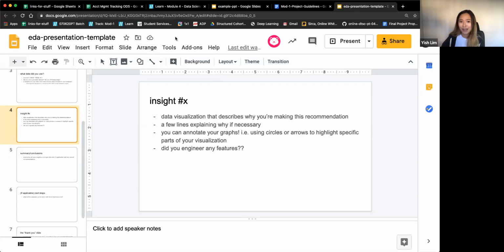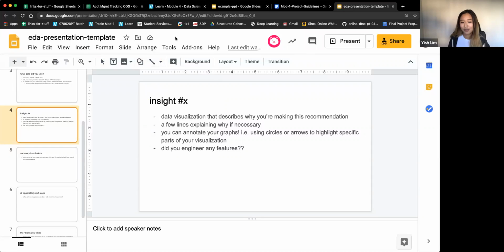You can totally do that just to make things a little more clear, because this presentation is technically only 5 to 8 minutes long. So you are kind of speeding through it. And so you want to make things as clear and eye-catching as possible, which is why you want to highlight specific parts of your visualization.